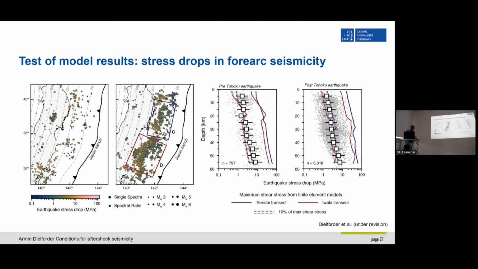And these dashed lines here are 10% of the maximum shear stress values that we get out from the model. And you can see that, as I showed you before, we have very small stress changes, and on average the stress in the core does not change much. This is represented by the similarity of these lines. And you can see that the mean stress drop values always follow approximately this 10% value of the maximum stress. You can also see that the maximum shear stress from the model always encompasses the entire range of the individual stress drop values.